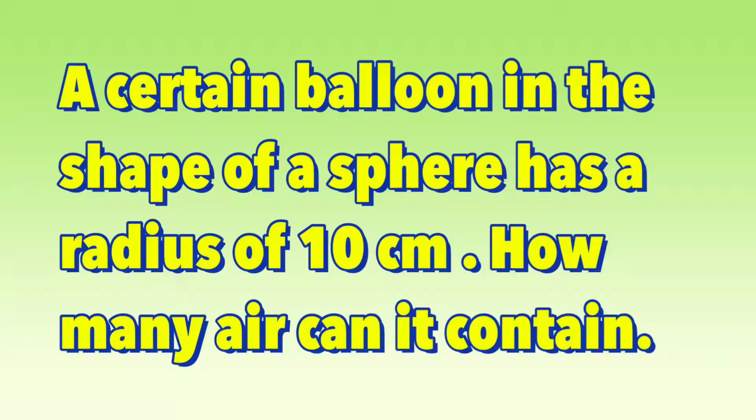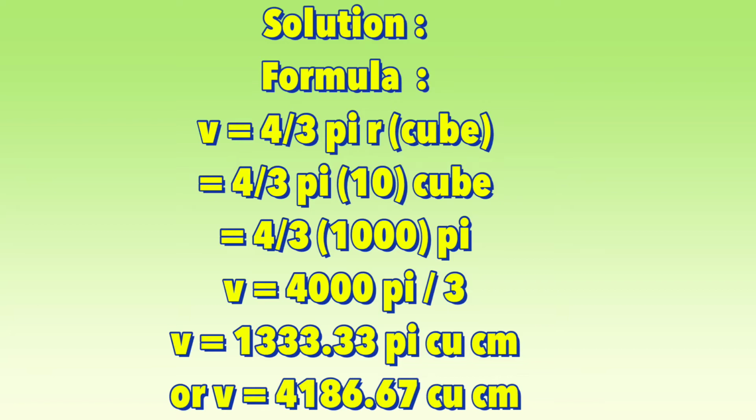So we have now 4 over 3 pi, then the radius is 10, then cubed, so we're going to multiply the radius 3 times. 10 times 10 times 10 equals 1000, and the result now of the volume is 4 over 3 times 1000 pi. Then we're going to multiply 1000 times 4 equals 4000 pi over 3.